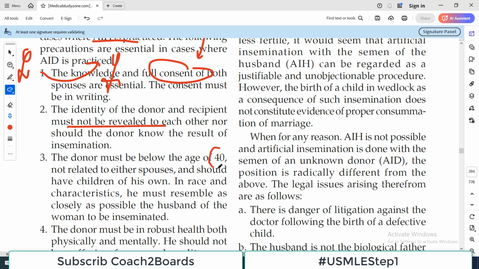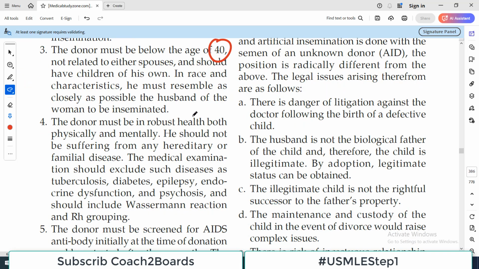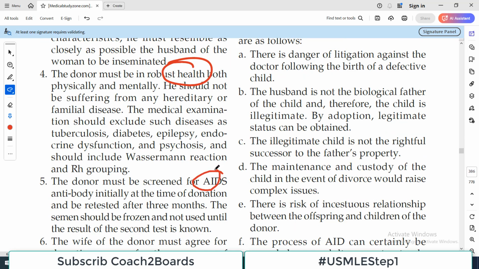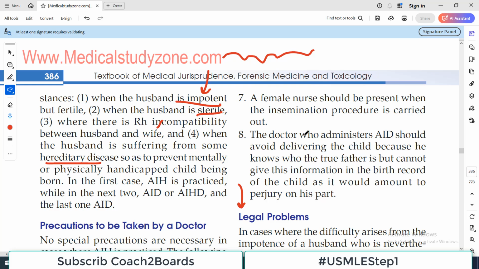The donor must be below the age of 40. Like Vicky Donor, a healthy sperm donor. The donor must be in robust health condition, with no diabetes or such problems. The donor must be screened for diseases such as AIDS. The wife of the donor must agree: if the donor is married, the wife must be on board that children are being born from his sperm. A female nurse should be present during the procedure, obviously, since you are inseminating inside the female vagina. The doctor who administers the artificial insemination should avoid delivering the child because he knows who the true father is. So this procedure should be at one place and the delivery somewhere else. That's the kind of thing.